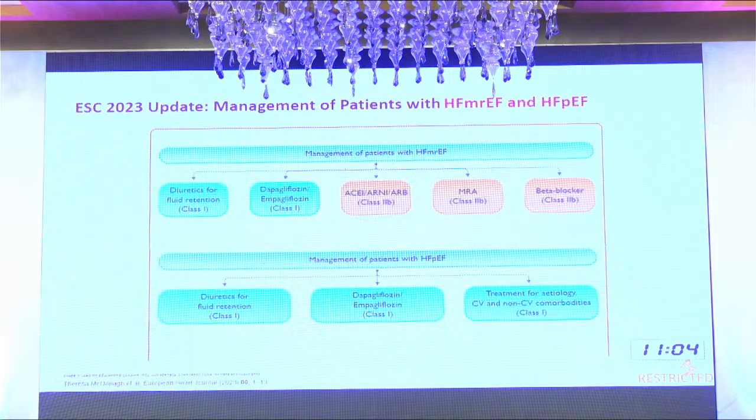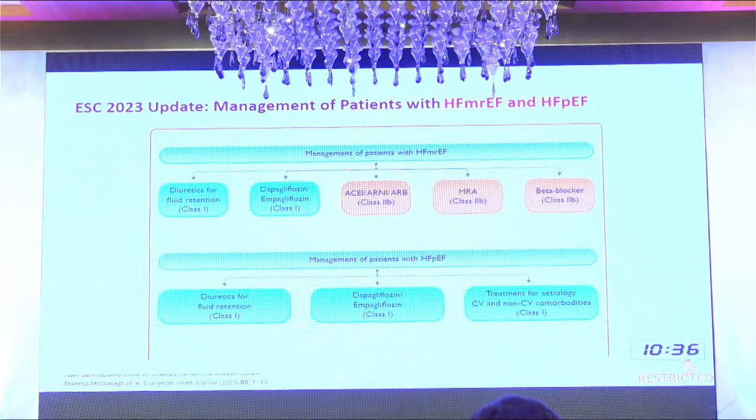So, if we look at the European Society of Cardiology update, for a patient with heart failure with mid-range ejection fraction or heart failure with preserved ejection fraction, what is clear is that the class 1 recommendation for mid-range ejection fraction is diuretics and empagliflozin, but ACE inhibitor, MRA and beta blockers are class 2 recommendations. For preserved ejection fraction, the only class 1 recommendation is using dapagliflozin or empagliflozin with diuretics.